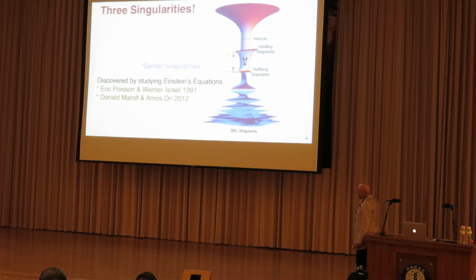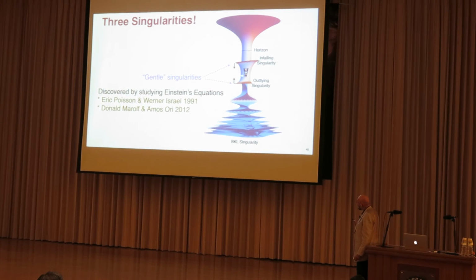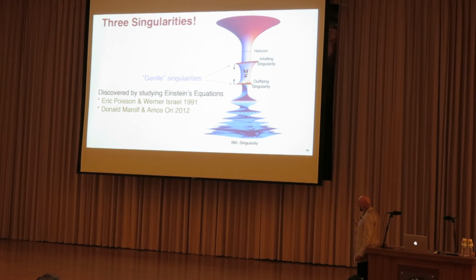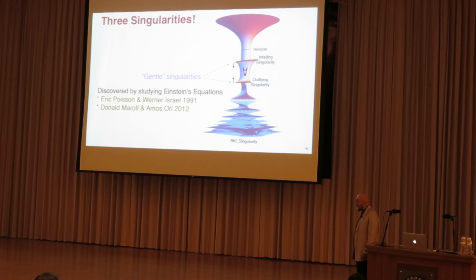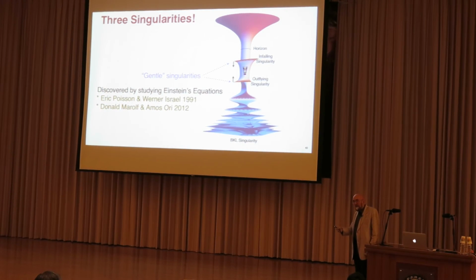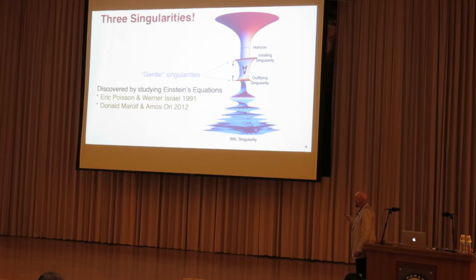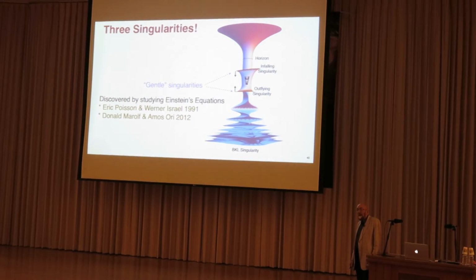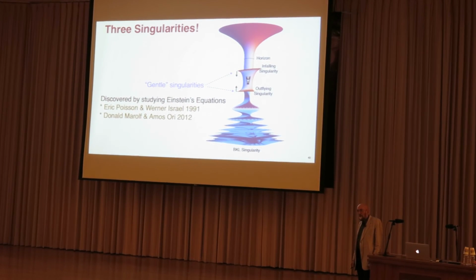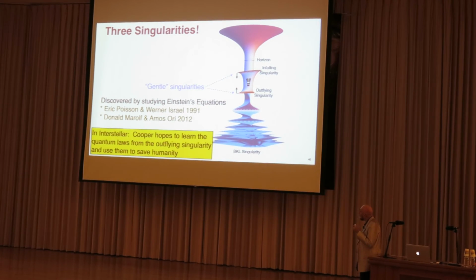There, in fact, are 3 singularities inside the black hole, and Cooper encounters just one of them, what is sometimes called the outflying singularity or the shock singularity. I'm not going to go into these details, but only to say that we've only understood in recent years that there are actually 3 singularities in here, produced by stuff that falls into the black hole, generating these singularities inside the black hole. Okay, I already commented on that.